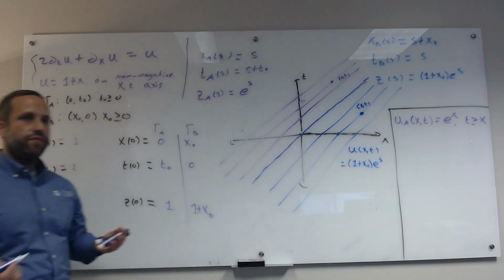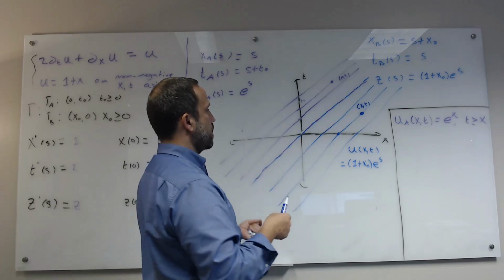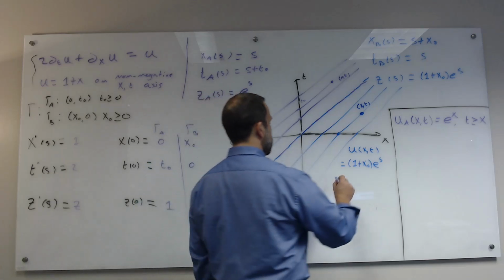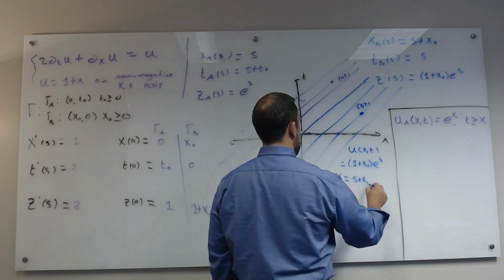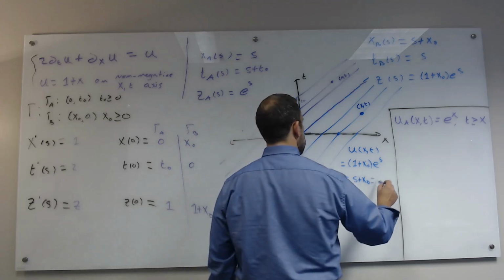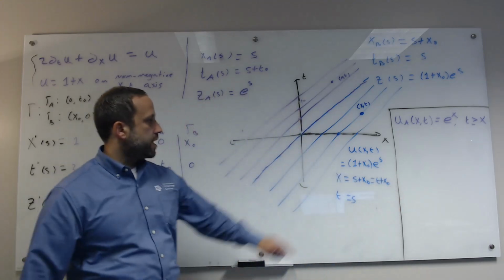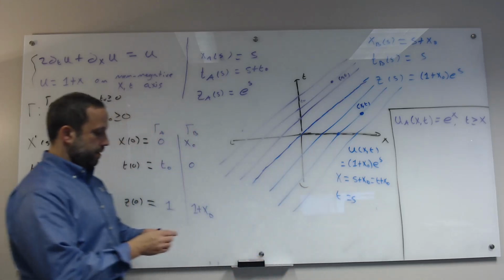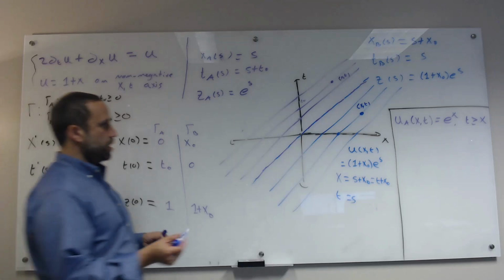Well, just like we've done, we need to figure out what s and x naught are in terms of x and t. Well, we have x is equal to s plus x naught. We have t is equal to s, so this is equal to t plus x naught. So we see that x naught is equal to x minus t, and s is equal to t.